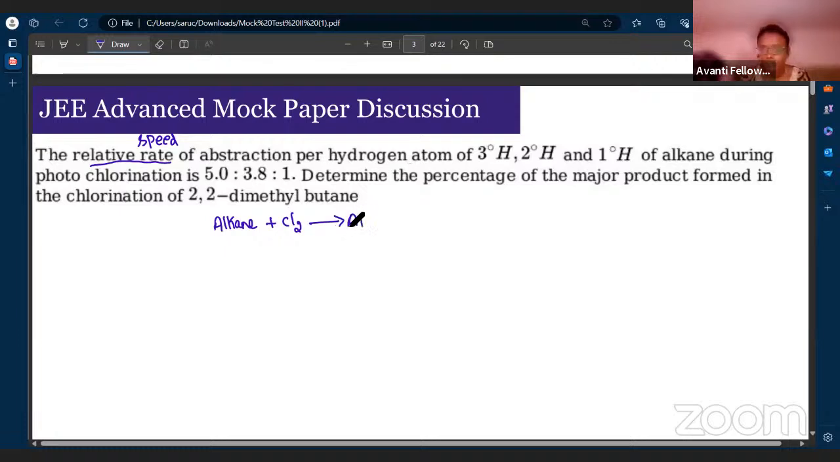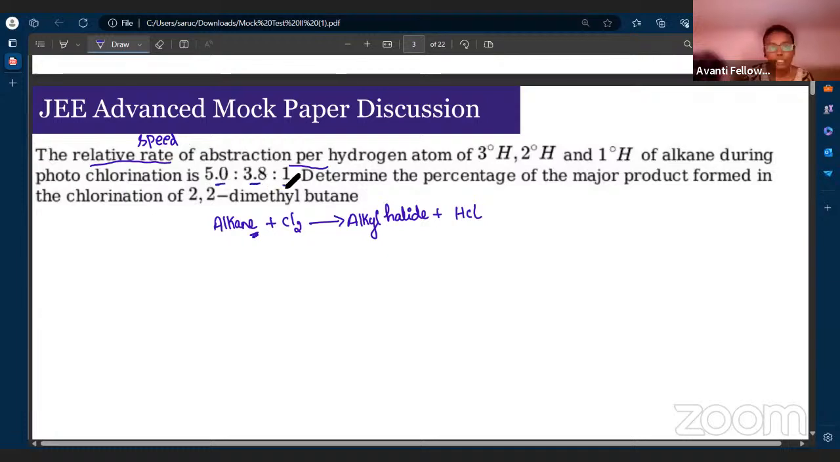What is the product you'll be getting? You'll be getting an alkyl halide and HCl will be removed. So hydrogen moves out from the alkane. That is what they have given as abstraction per hydrogen atom. So that is the removal of a hydrogen atom from the alkane, and the speed is 5.0 is to 3.8 is to 1.